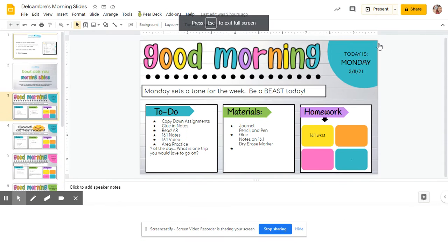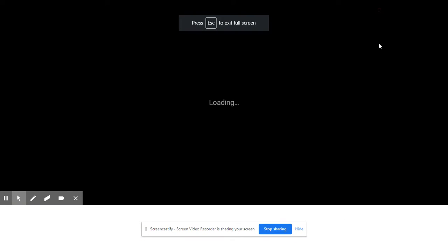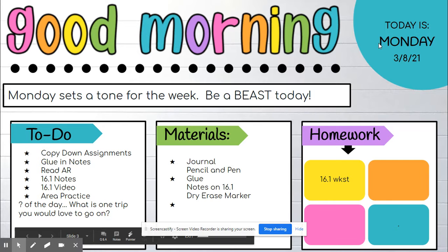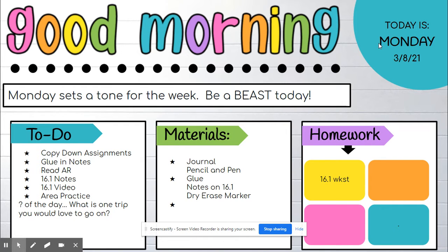So today is Monday, the 8th of March, and here is what you'll be needing for today. We're going to start into Module 16, which is your area of quadrilaterals. Then we're going to be moving into triangles, area formulas, and volume. So we're working more into geometry right now. You'll need your 16.2 notes.